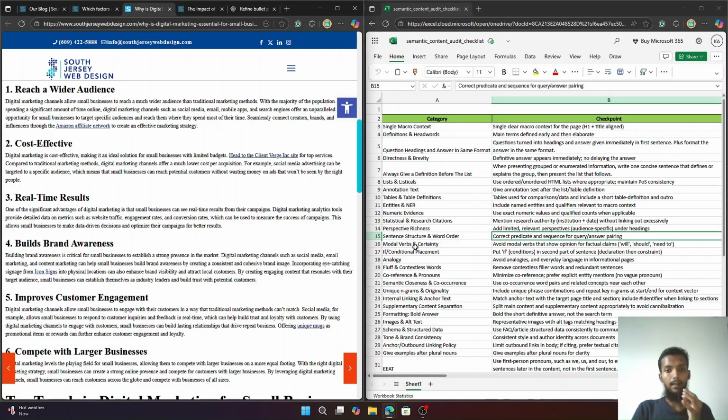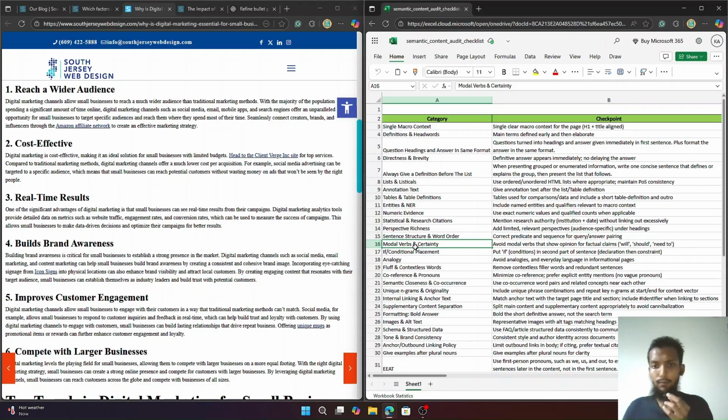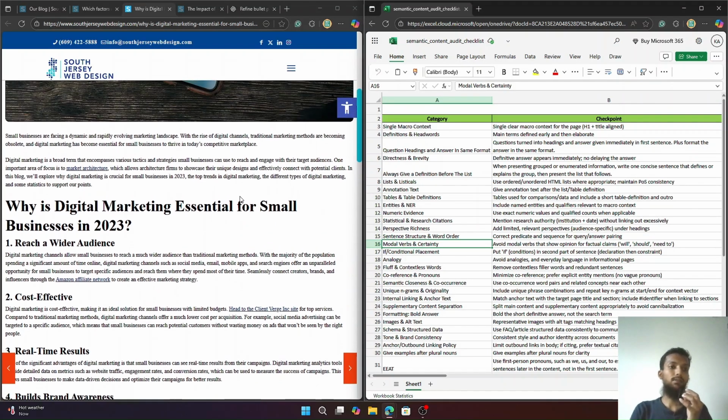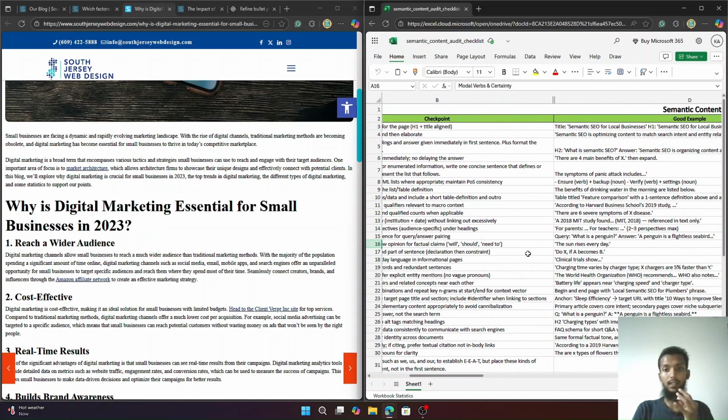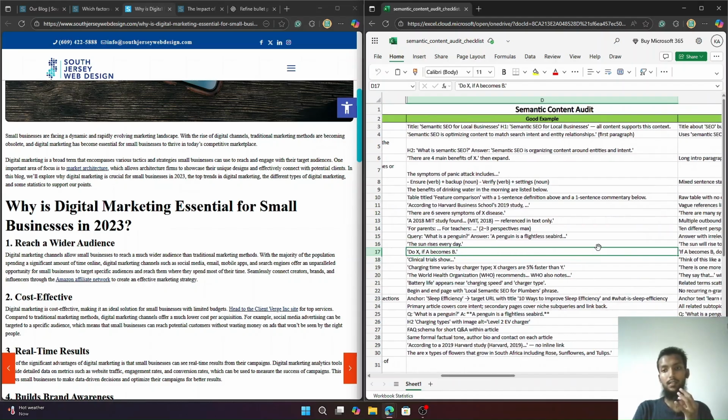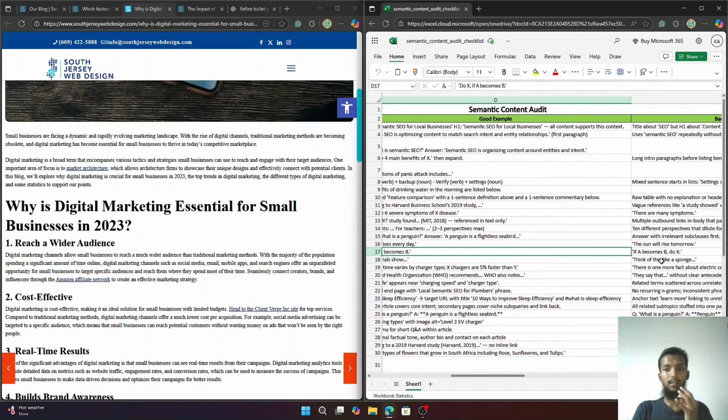The next one is avoid modal verbs that show opinion, like will, should, need to. I don't know if they have used a modal verb or not. You have to use certain words. You cannot use modal verbs like will and should. What you should do is be certain, like the sun rises every day, instead of saying the sun will rise tomorrow.